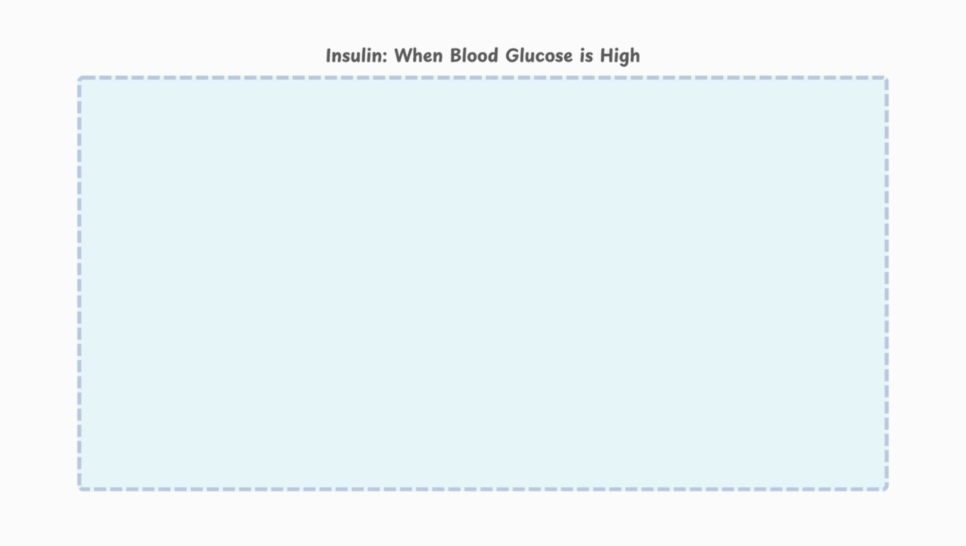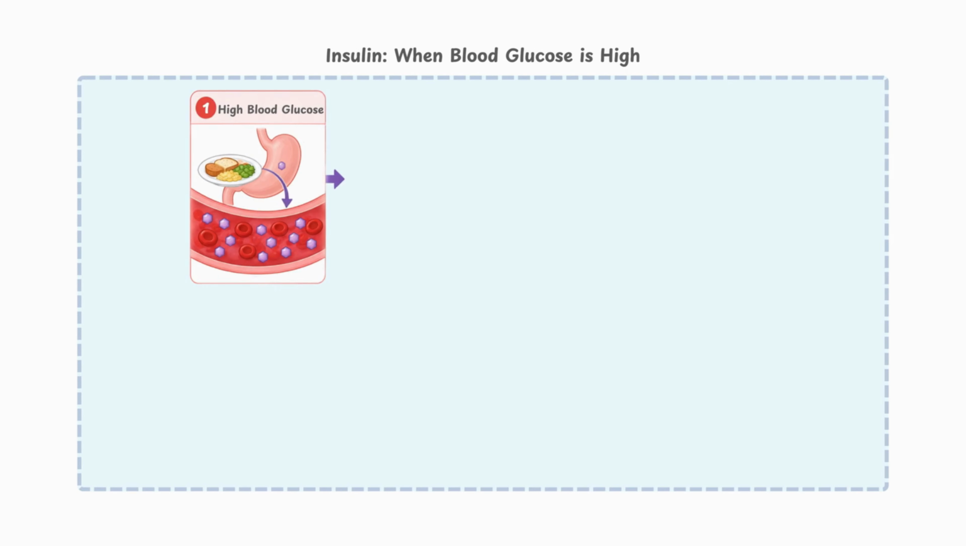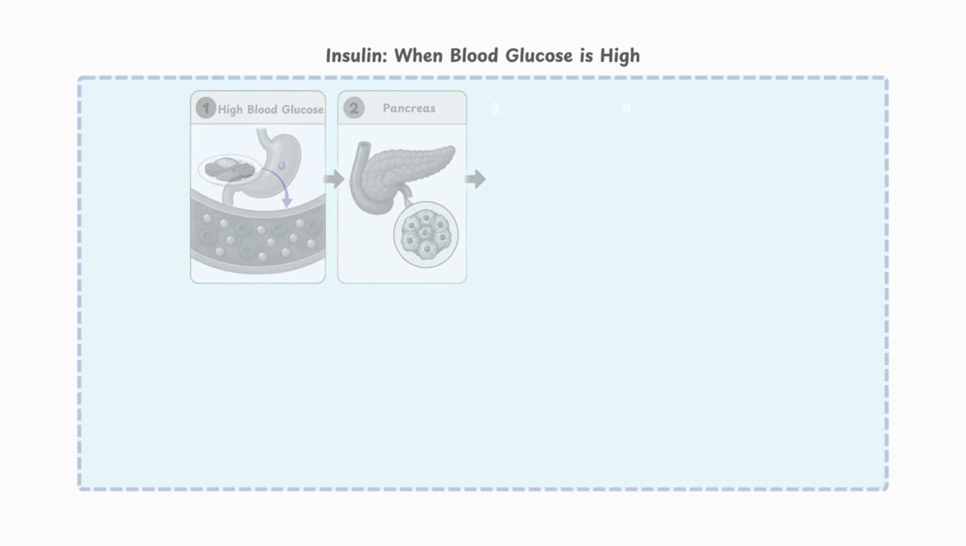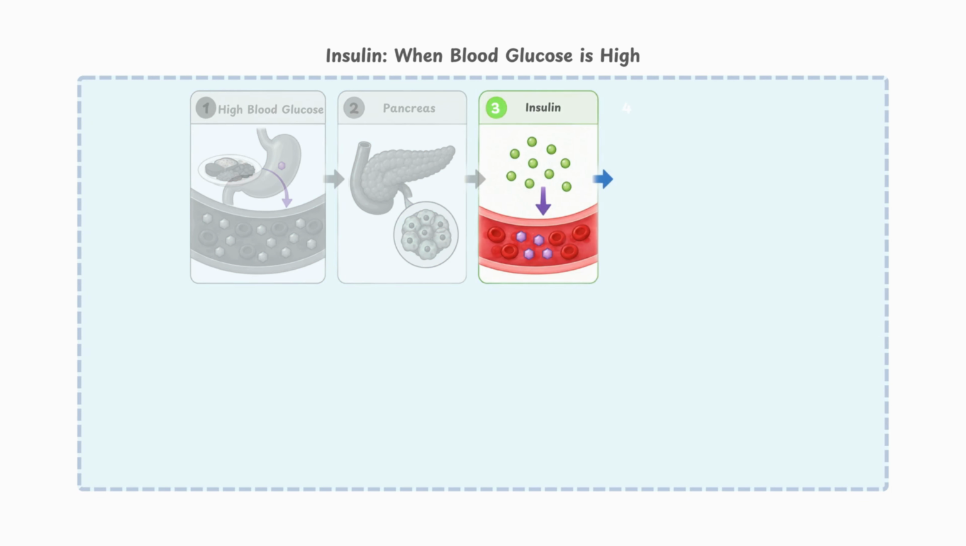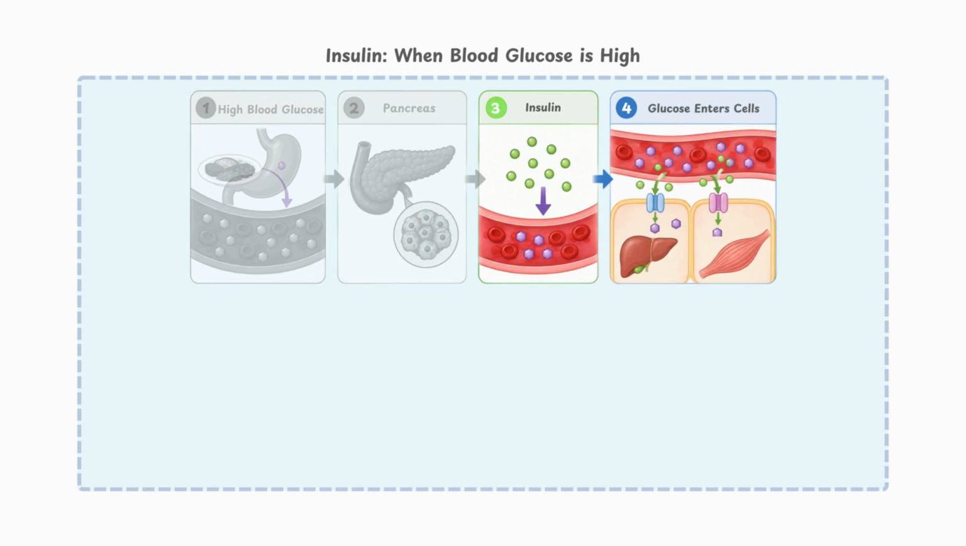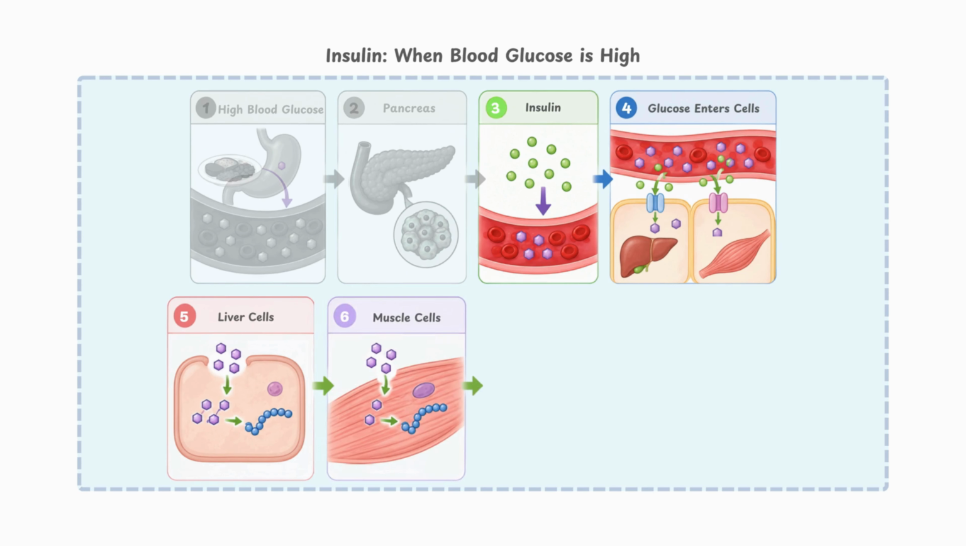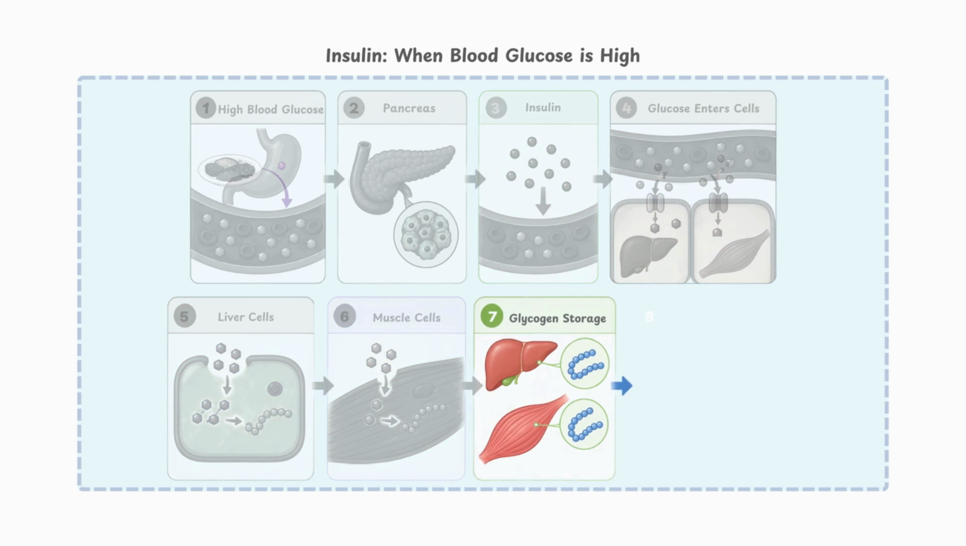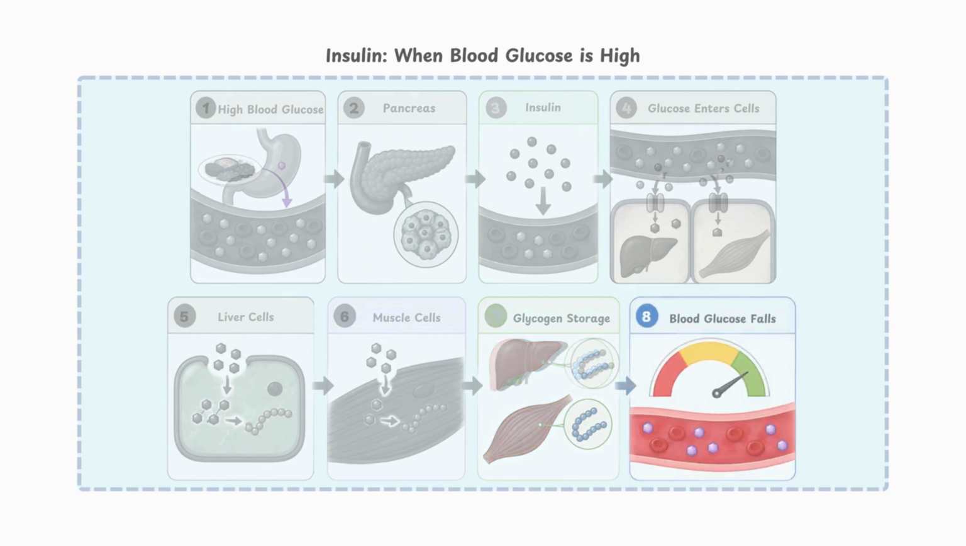Now let's follow what happens after a meal. When blood glucose concentration rises after a meal, special cells in the pancreas detect the increase. So, what happens next? The pancreas releases insulin into the bloodstream. Insulin causes liver cells and muscle cells to absorb glucose from the blood. Then, the absorbed glucose is converted into glycogen for storage. As glucose is removed from the bloodstream, blood glucose concentration falls back towards normal. Once normal levels are restored, insulin secretion decreases.